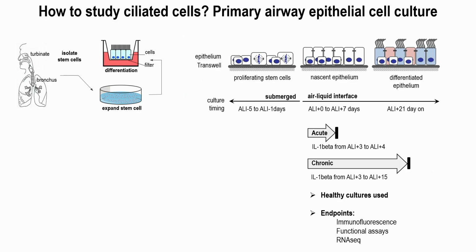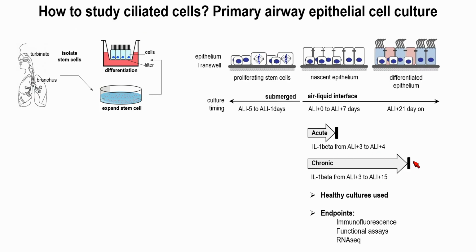So for the data that I'm going to be presenting to you today, and the studies that you are going to be learning about, we did two different time points for IL-1 beta exposure. We did an acute time point where we treated with IL-1 beta while the cells were growing at air-liquid interface from ALI 3 till ALI 4. This is a very early differentiation time point. We really wanted to hone in on a mechanism at this early time point.